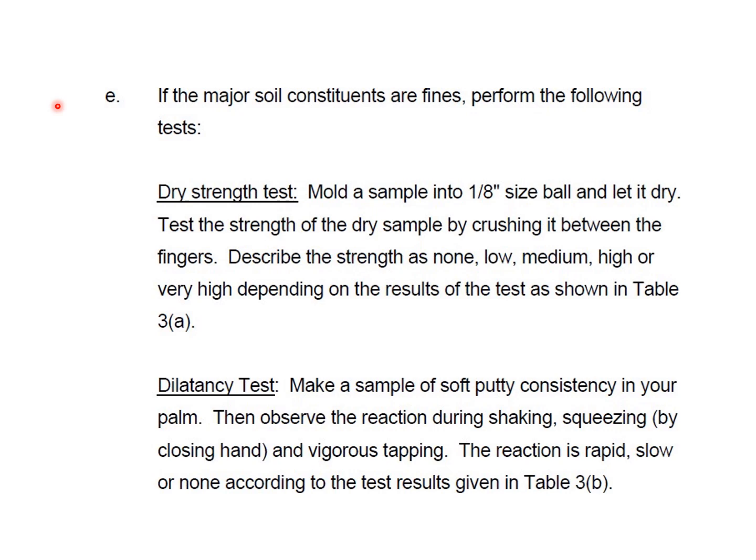If the major soil constituents are fines, perform the following tests. Dry strength test. Mold a sample into a 1/8 inch size ball and let it dry. Test the strength of the dry sample by crushing it between the fingers. Describe the strength as none, low, medium, high, or very high depending on the results of the test as shown in table 3A.